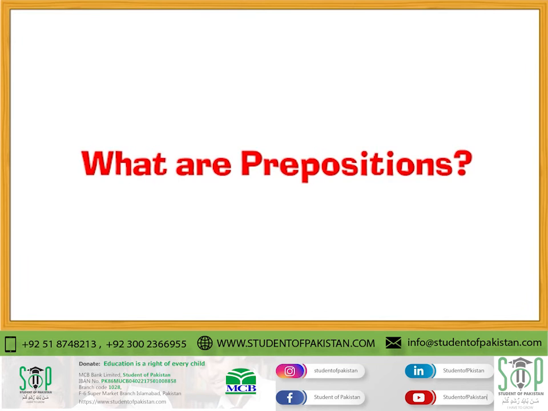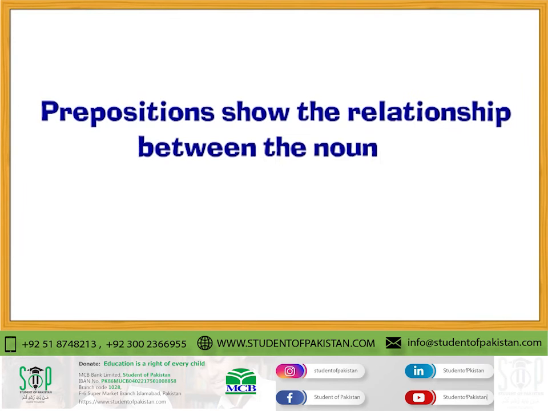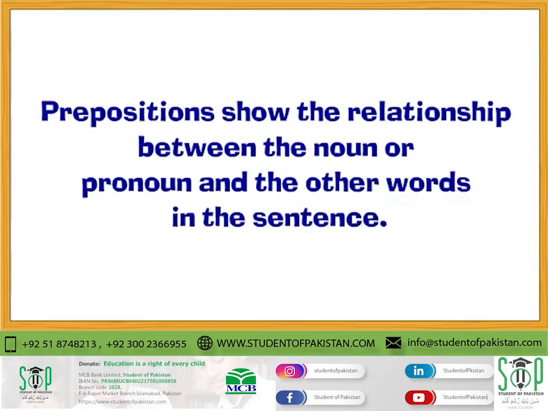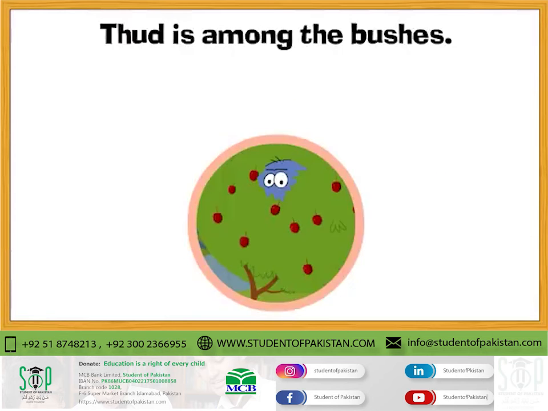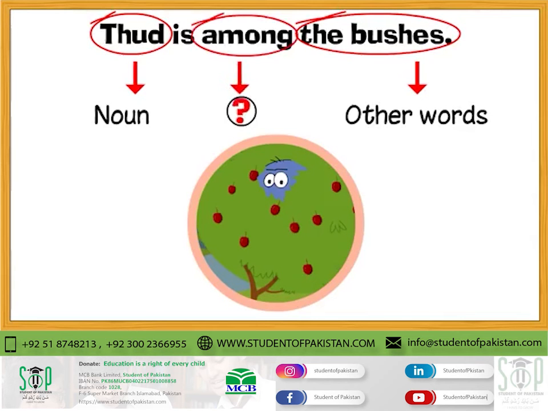What are prepositions? Prepositions show the relationship between the noun or the pronoun and the other words in a sentence. Let's take an example. Thud is among the bushes. We know that Thud is the noun and the bushes are the other words in the sentence. So then, what is among? Among shows the relationship between the noun and the other words in the sentence. Therefore, among is a preposition.